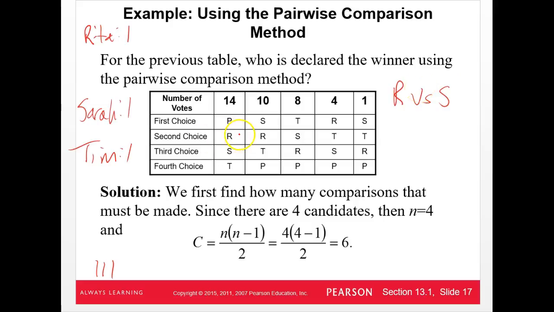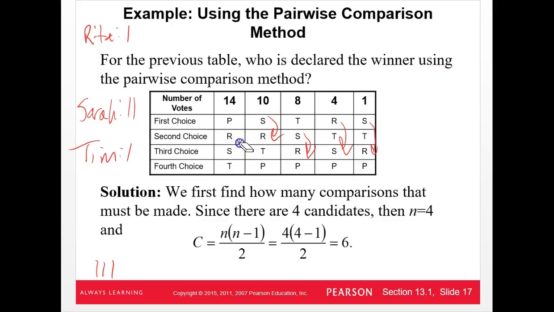All right, so Rita beats Sarah here, so there's 14 for Rita. Sarah beats Rita here, so there's 10 for Sarah. Sarah beats Rita here, so there's 8 for Sarah. And then Rita beats Sarah, so there's 4. And then Sarah beats Rita for 1. So that's 18 to 19. Sarah gets another one, head to head with Rita.